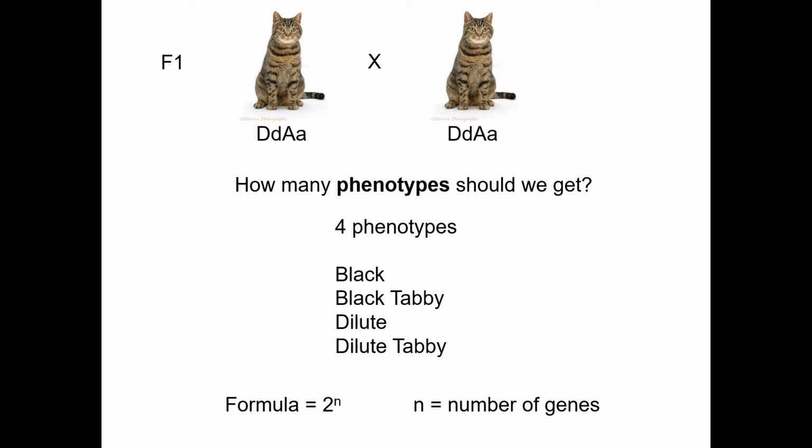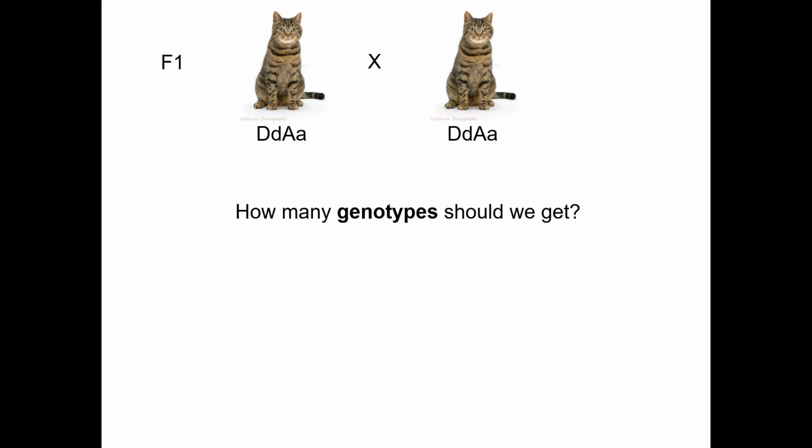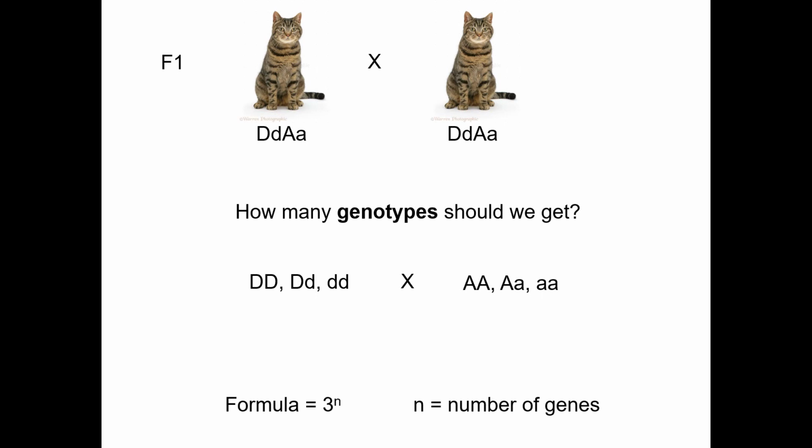The next thing we can think about is how many genotypes should we get? Each gene has 3 possibilities. For the dilute gene, we could be homozygous dominant, heterozygous, or homozygous recessive. That's what we would expect from a monohybrid cross. And we can also get the same thing for the other gene. We can use this formula, 3 to the n, because there are 3 possibilities for each hybrid cross, where n is the number of genes. This means that it's possible for us to get 3 squared, or 9 possible genotypes.